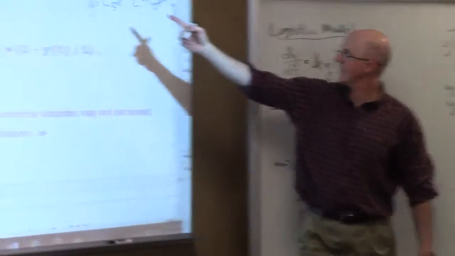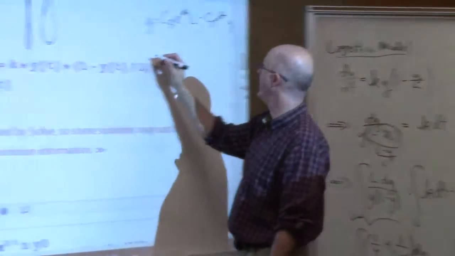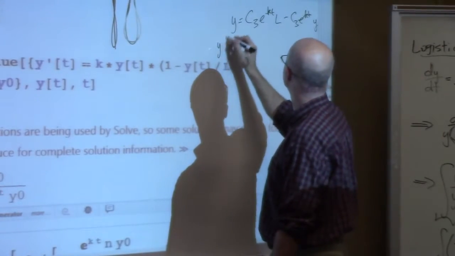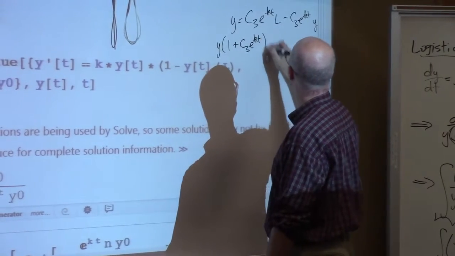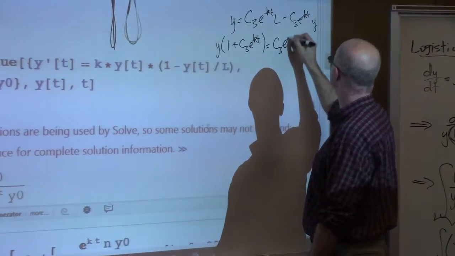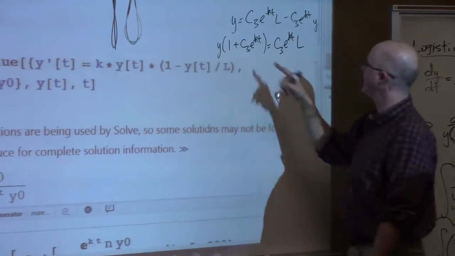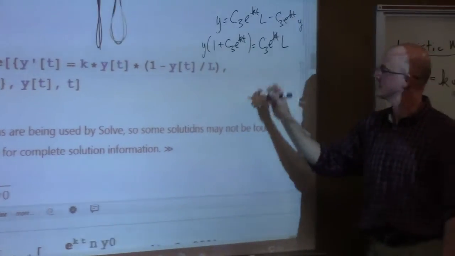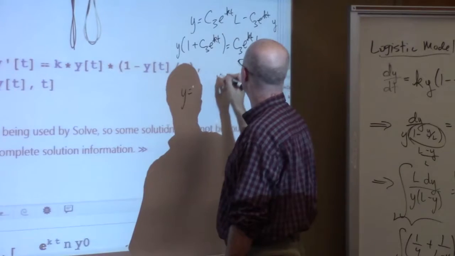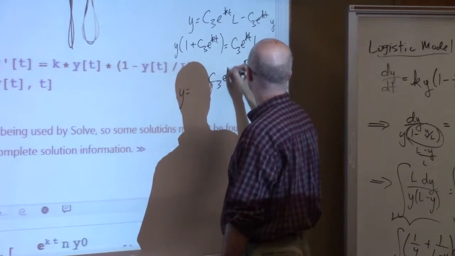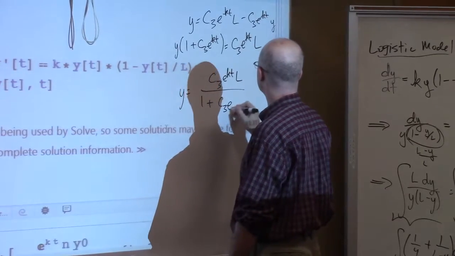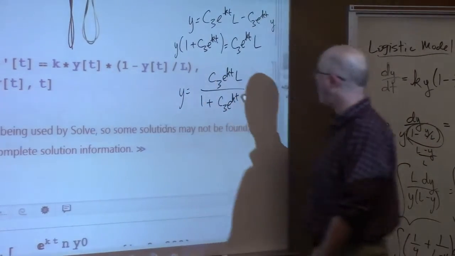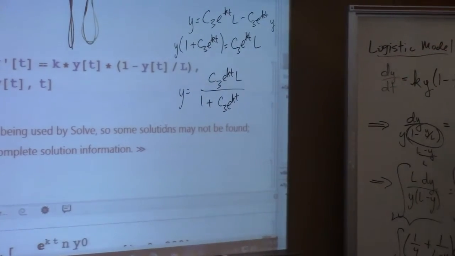Bring the y terms on the left. Leave the term that doesn't involve the y on the right. Like this. And you can now solve for y by dividing both sides by this. Y equals c3 e to the kt L over 1 plus c3 e to the kt. That's one form you can leave your general solution in.